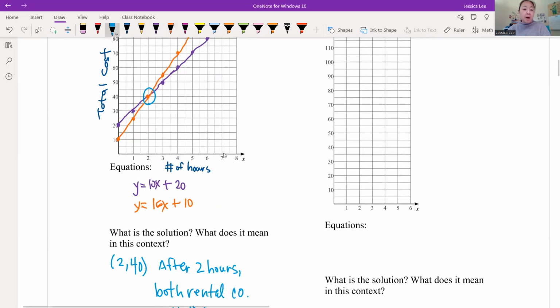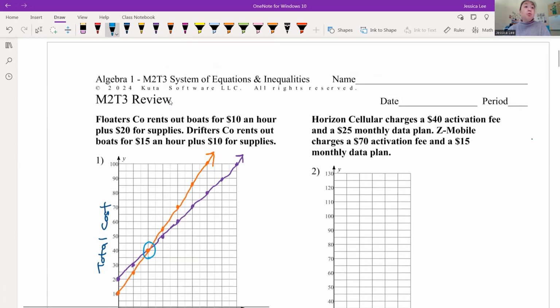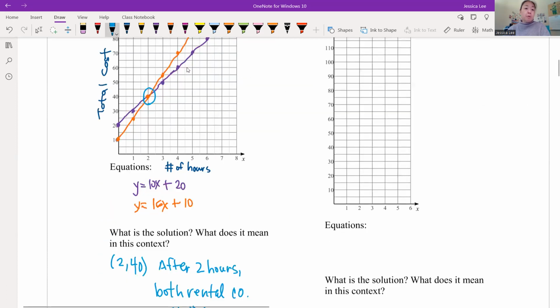So it doesn't matter. But if we were going to go only for 1 hour, then which one would be better? The one that's lower, right? So if it was for 1 hour, then the orange one, which was Drifter Company, we would probably want to go with them. If we wanted to go anything more than 2 hours, then it would be much cheaper to go with the purple one, which was Floaters Co. So Floaters Co. would be better if we're going to do anything more than 2 hours, right?